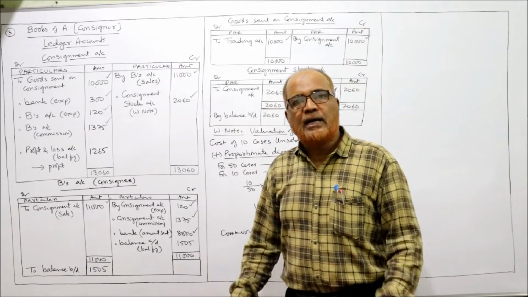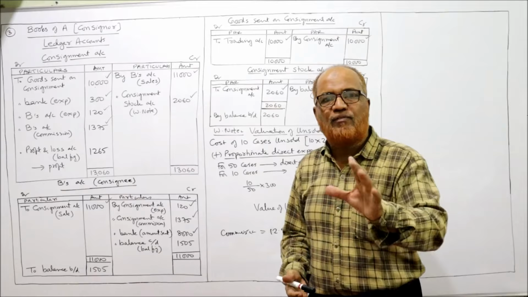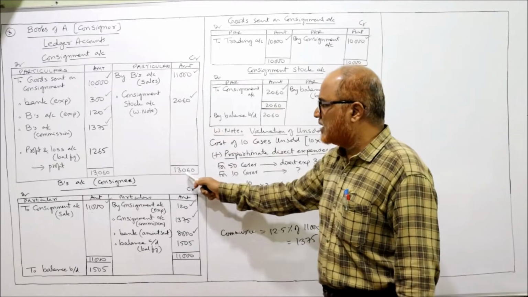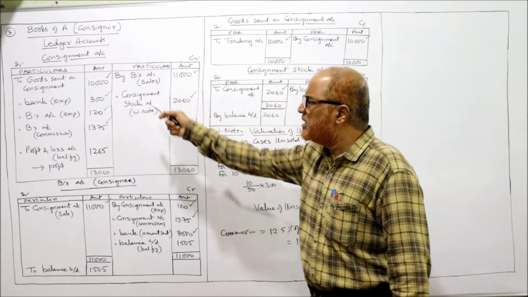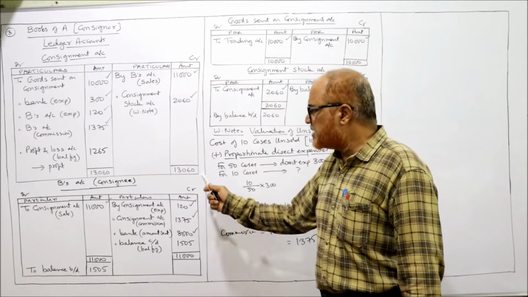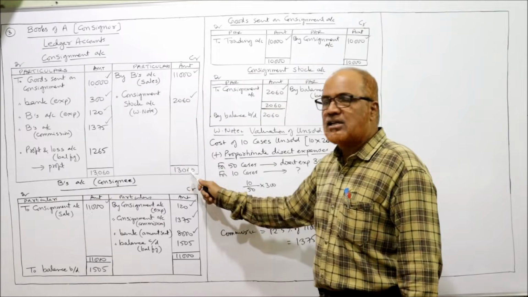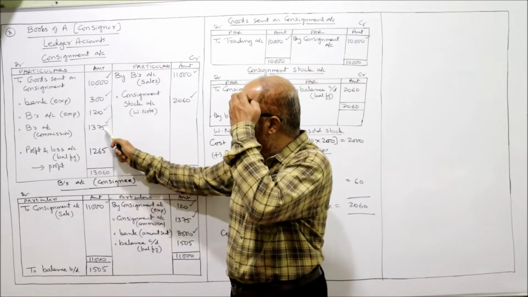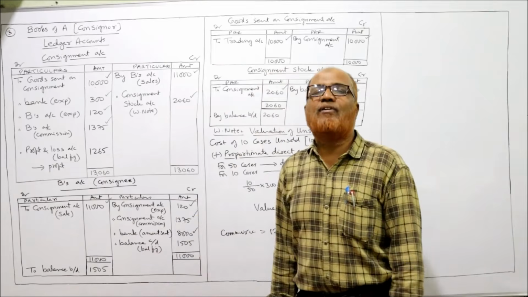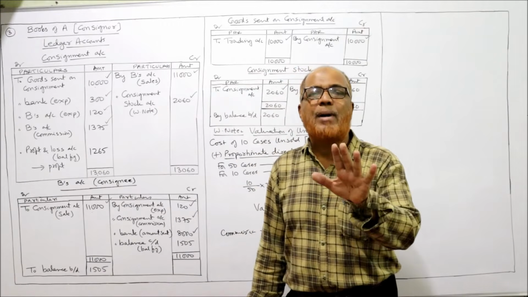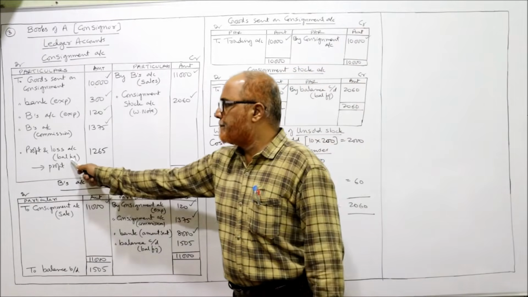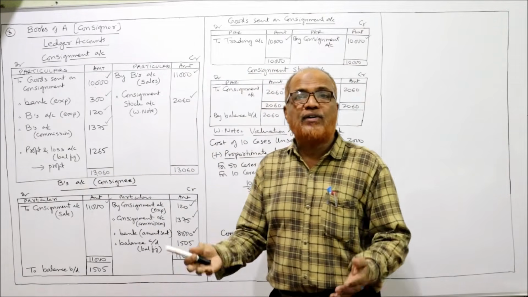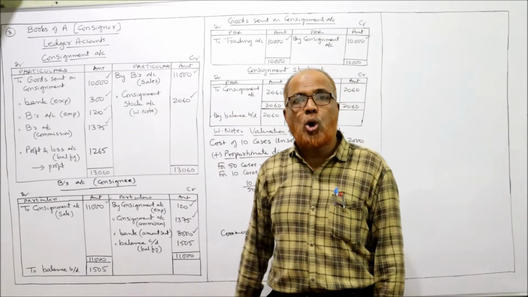Over. All the entries we have posted. Now we find out the profit or loss. The credit side is 13,060. The debit side is less, the credit side is more. So 13,060 minus 10,000 minus 300 minus 120 minus 1375, you are getting 1,265 as the balancing figure. And this 1,265 is the profit because the credit side is more.